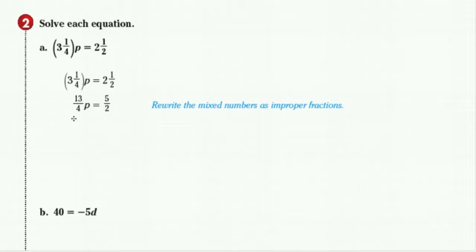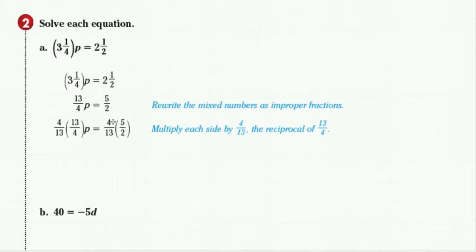Our objective is to undo 13 over 4, or find the reciprocal of 13 over 4 so that it will be equal to 1. Again, recalling that the definition of a reciprocal is that when you multiply a number with another number, the product would be 1. So you want to find a number whose product will be 1 when multiplied by 13 over 4. And in this case, that number is 4 over 13. So you multiply both sides with 4 over 13.